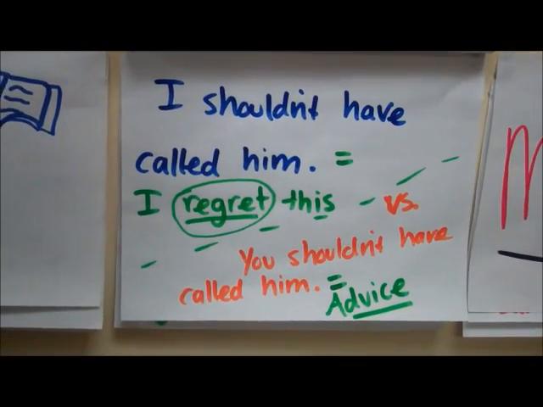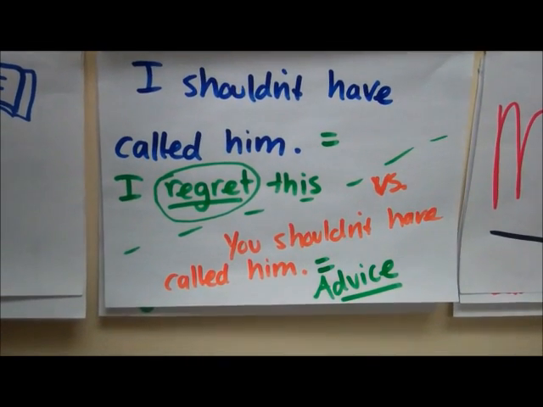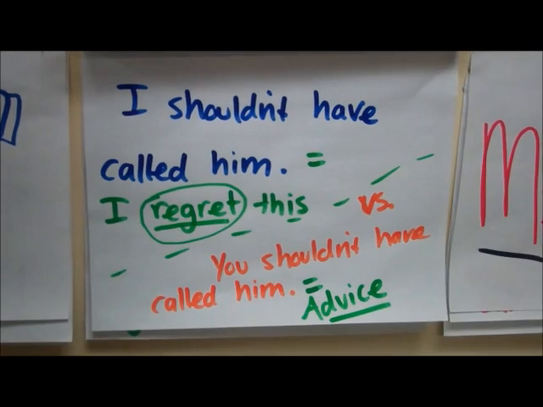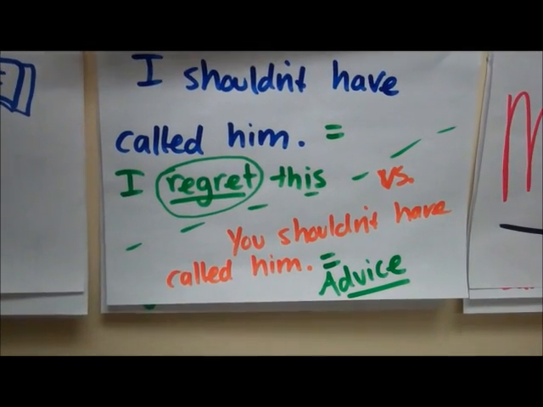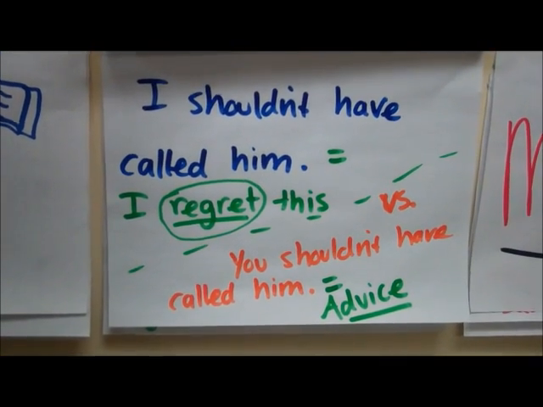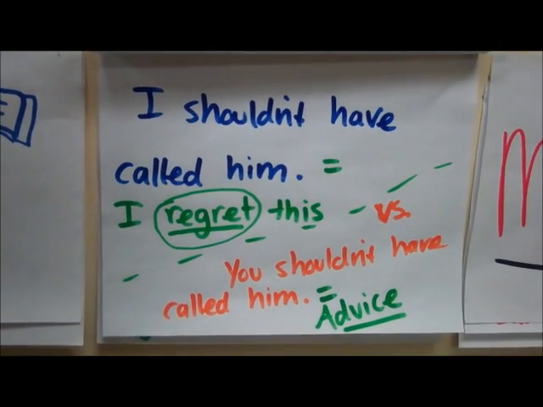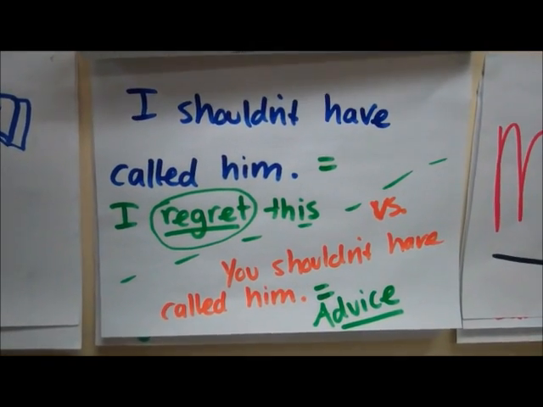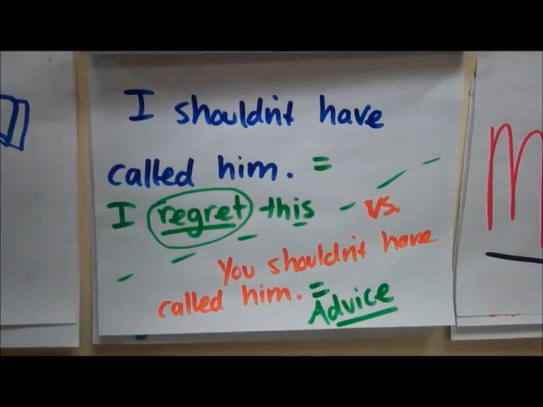So, I shouldn't have called him. I'm communicating my regret to you. That's why I'm speaking to you. So that's the use. But if I have, you shouldn't have called him. I'm not communicating regret there. I'm giving you advice about a past situation. So you can have two different uses here depending on why you're speaking, the subtext, what you're communicating. So that is the use of grammar.